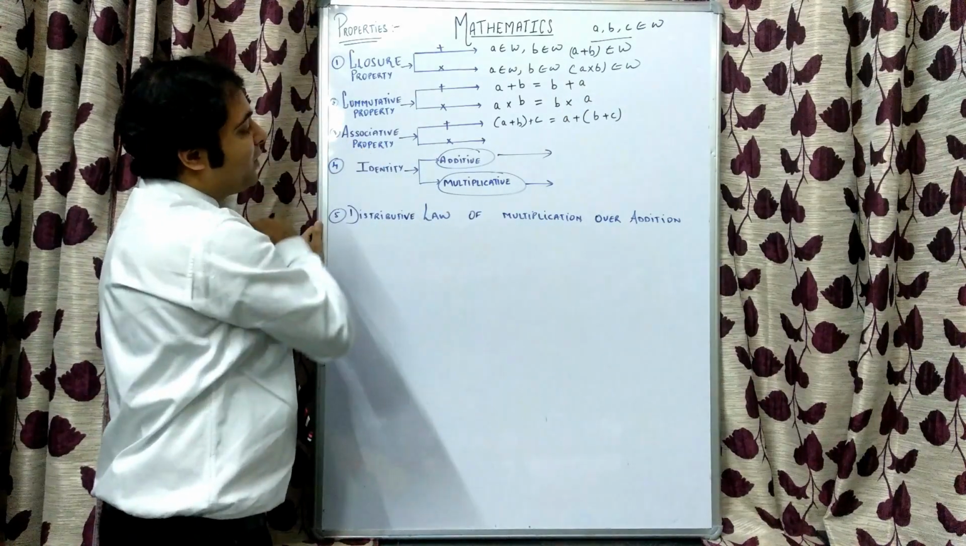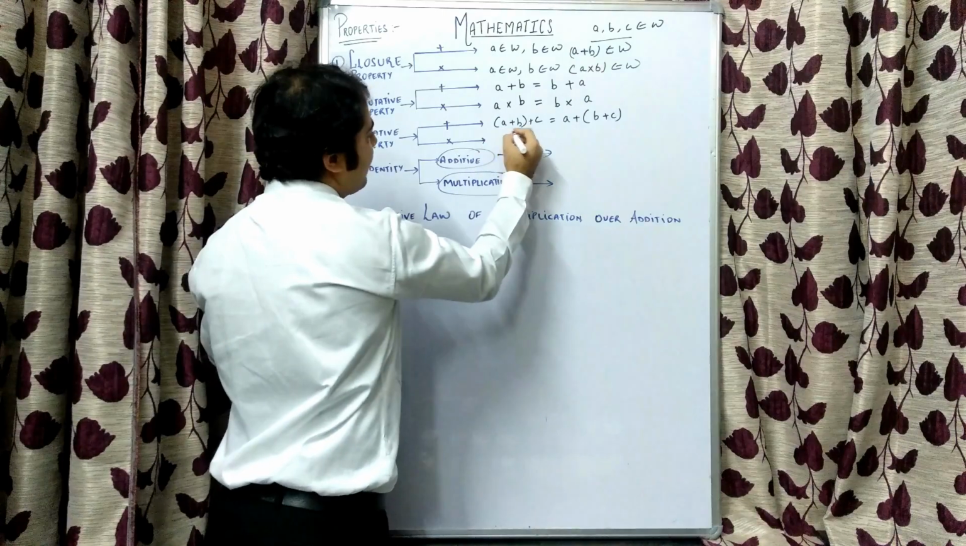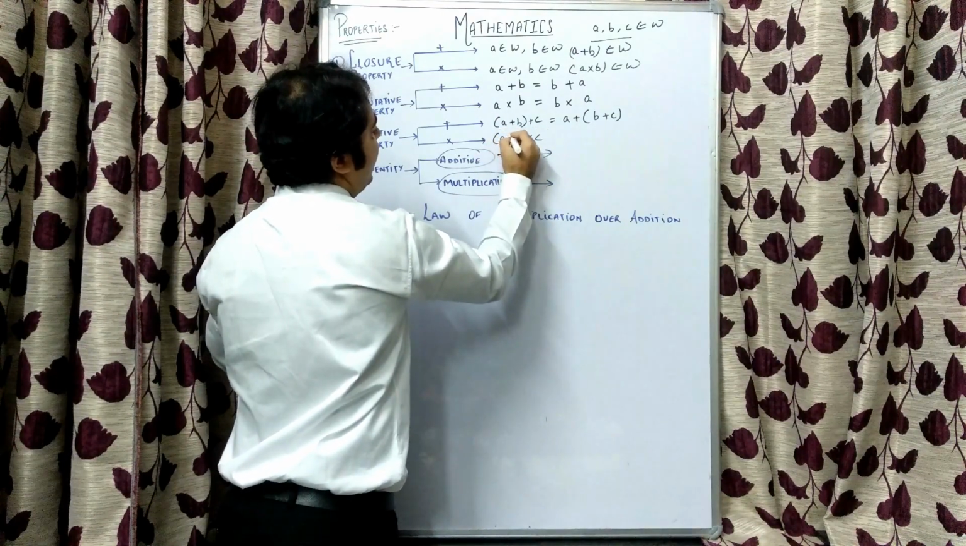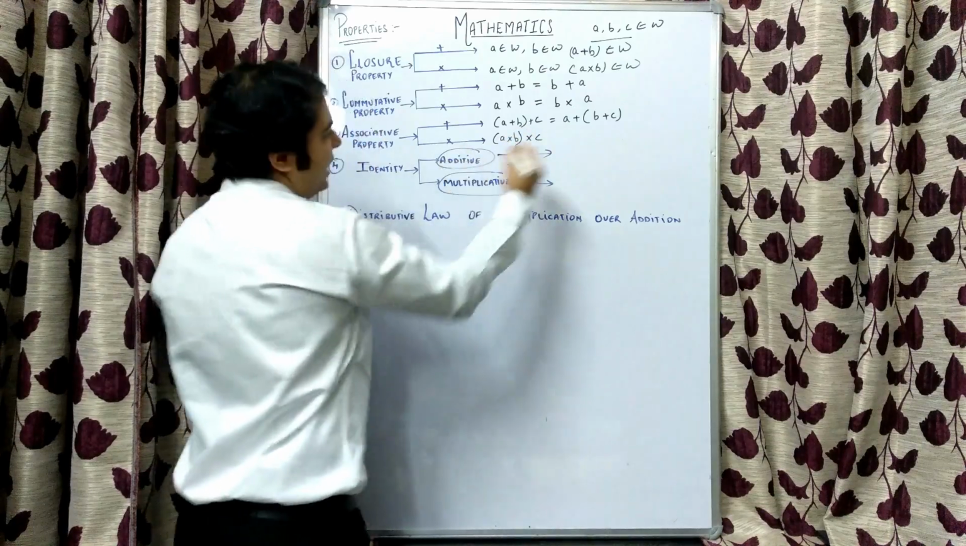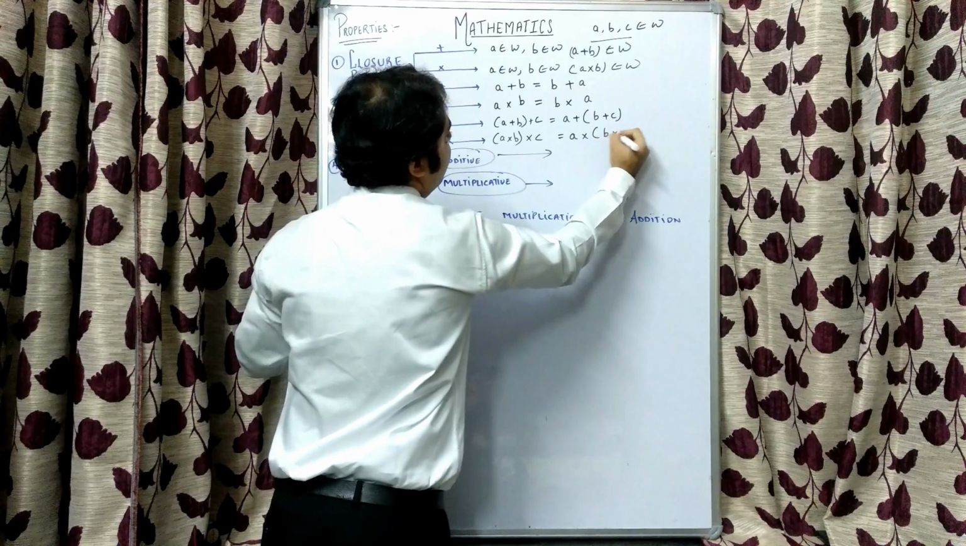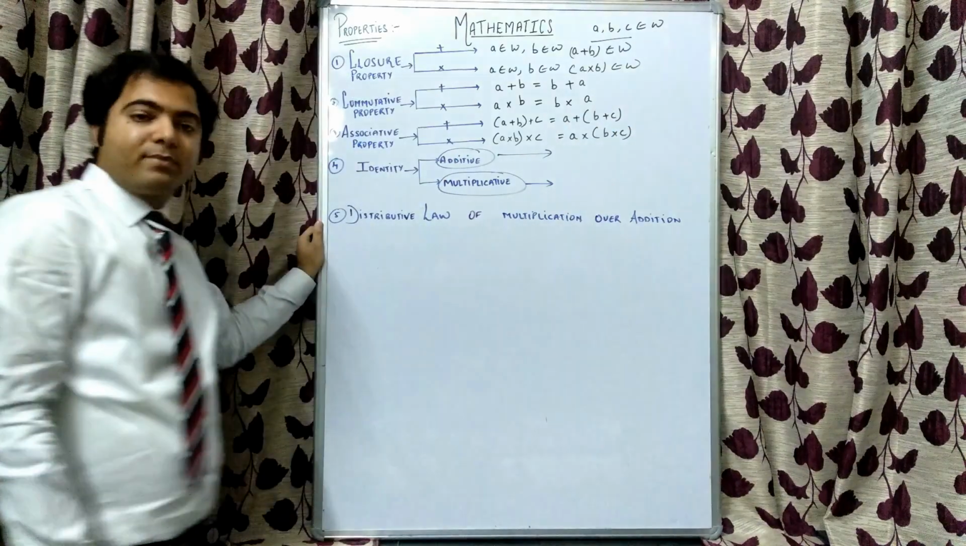Now associative property of multiplication states that if C is being multiplied to the product of A and B, it will be similar to A being multiplied to the product of B and C.